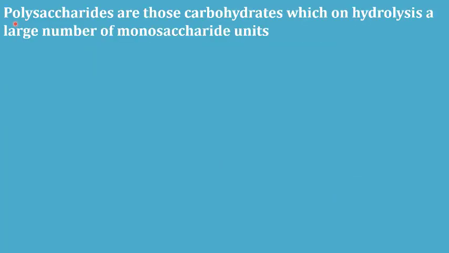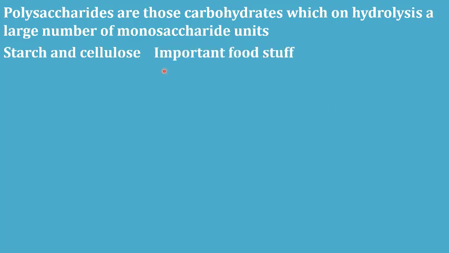After disaccharides, we have polysaccharides. Polysaccharides are those carbohydrates which on hydrolysis give a large number of monosaccharide units, like glucose, fructose, etc. The best examples are starch and cellulose. Starch is an important foodstuff to mankind. It is available in many foodstuffs like rice, wheat, potato, and some vegetables.